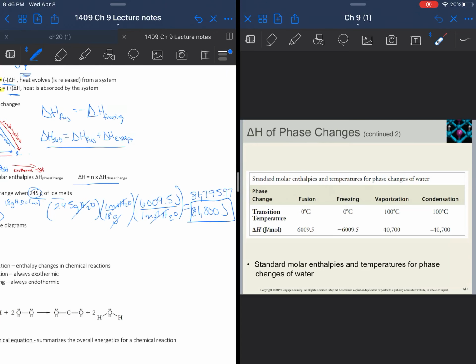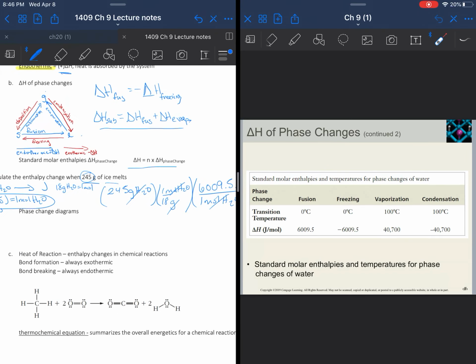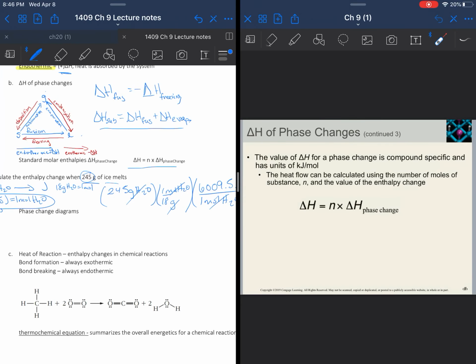81,795.97. If I want to pay attention to sig figs, which you know I do, I'm going to round that to 81,800 joules. And that's how much energy it would take to melt 245 grams of ice.